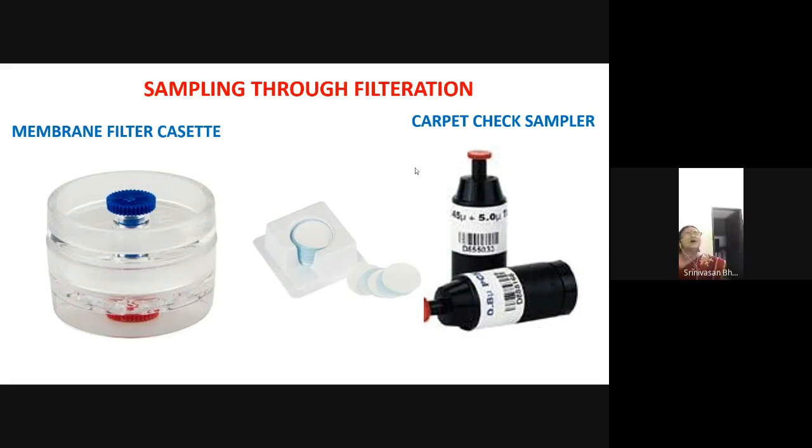So this carpet check sampler and the membrane filter cassette come under sampling through filtration. Both are operated using a vacuum pump, and it collects the air at 15 liters per minute. Here the microorganisms get deposited into a membrane filter, and this membrane filter is found in different pore sizes.